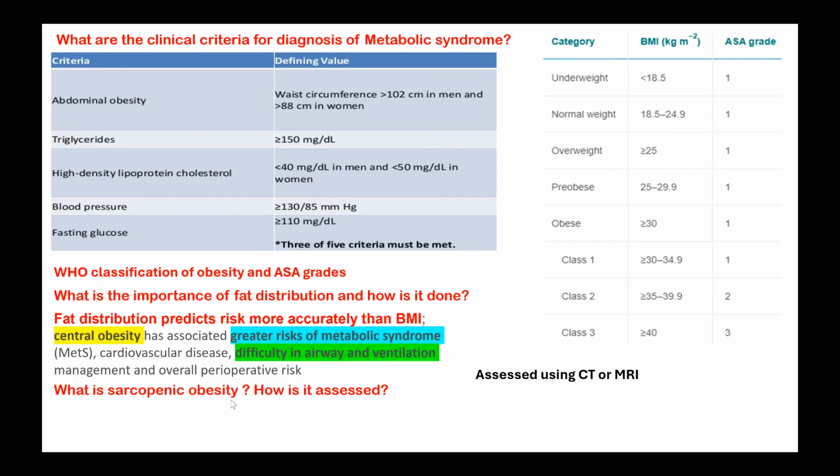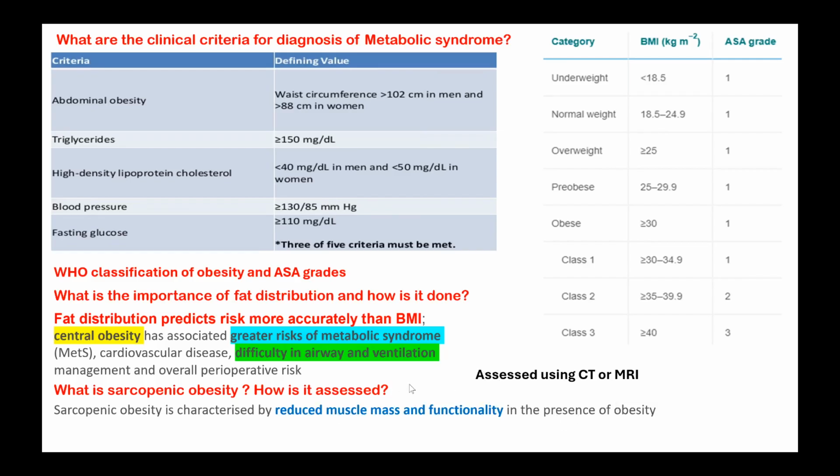What is sarcopenic obesity and how is it assessed? Did I ask this question? Sir, what is sarcopenic obesity? Sir, obesity with sarcopenia, sir. Coexistence of obesity with sarcopenia. Muscle mass is reduced. So reduced muscle mass and functionality in the presence of obesity is called sarcopenic obesity.